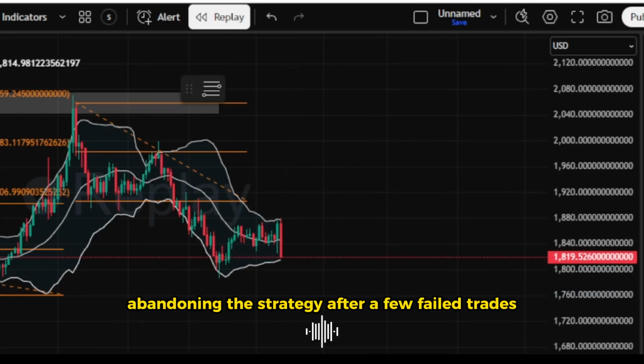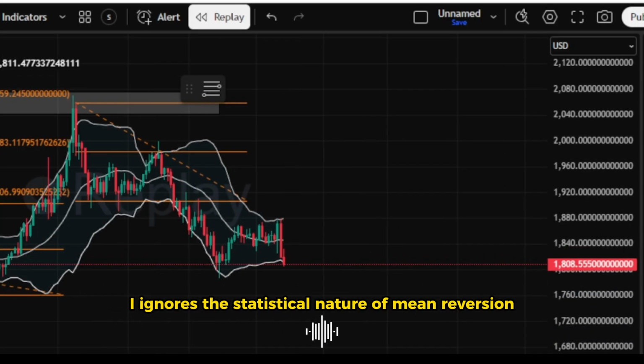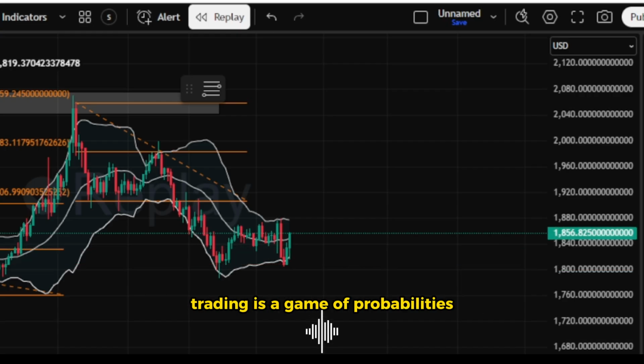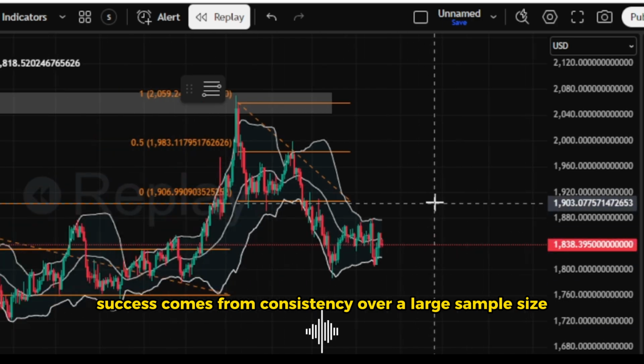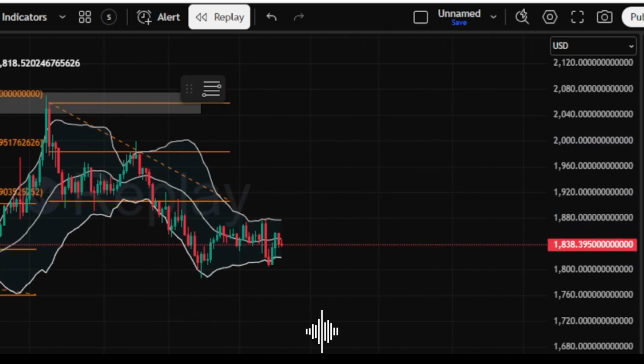Finally, abandoning the strategy after a few failed trades ignores the statistical nature of mean reversion. Trading is a game of probabilities, not certainties. Success comes from consistency over a large sample size, not isolated outcomes.